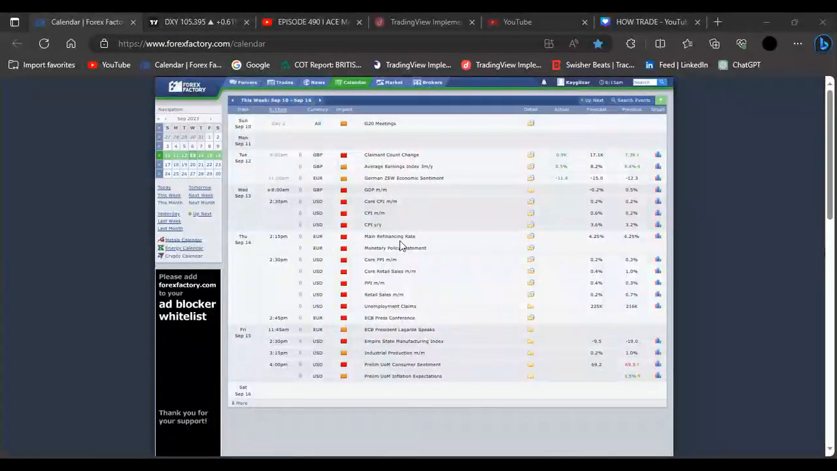That's the dollar. We also had the euro, which is the monetary policy statement, main rate, and the last one here, ECB, right? So how can we utilize all of this to our advantage, right? That's the main thing that we're going to be talking about here.